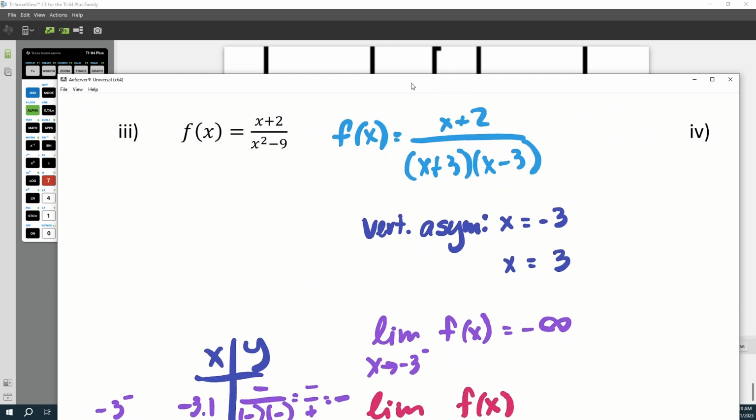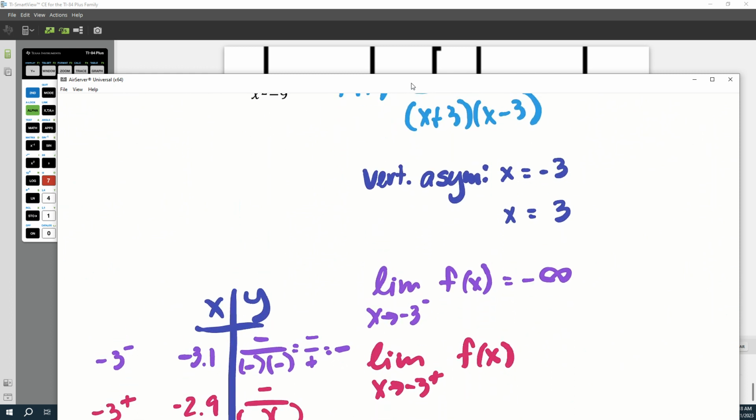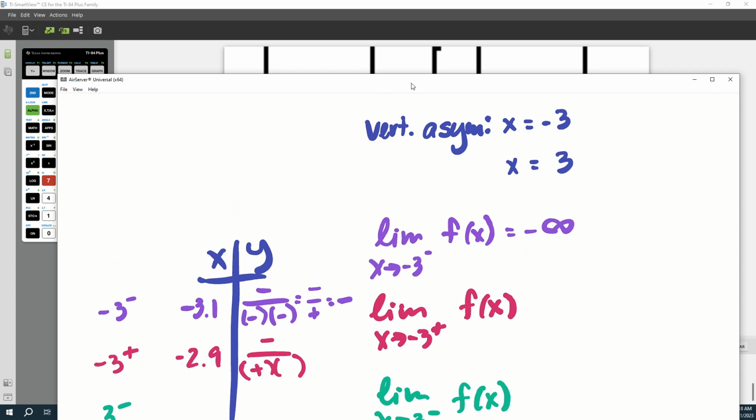So when I do negative 2.9 in the numerator, it's a negative. Negative 2.9 plus 3 is a positive. Negative 2.9 minus 3 is a negative. So in this case, I get a negative divided by a negative, which is a positive.